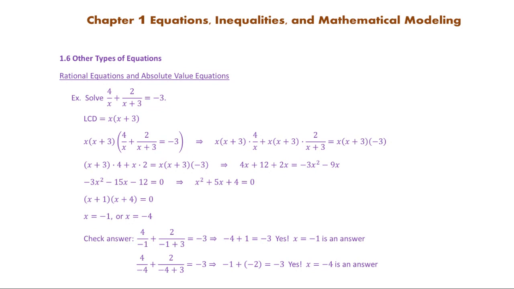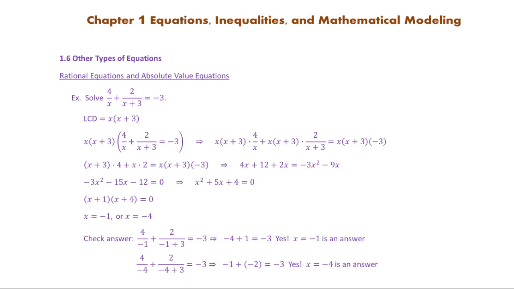Then you set each factor equal to 0. x plus 1 equals 0, you get x equal to negative 1. x plus 4 equal to 0, you get x equal to negative 4. But again, you need to double check the answer, because when you multiply the least common denominator from the original equation, you can probably introduce extra solutions to the original equation. All right, so we need to double check again for rational equations, just like radical equations. So these are two extra things you have to do for those two types of equations.